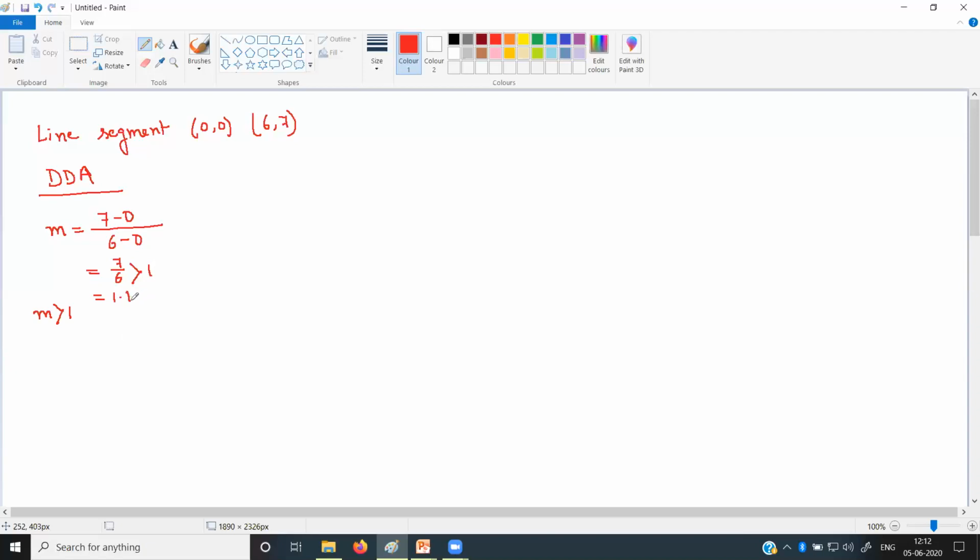1 point something, 1.6, like this one. So this will be the m value. It is in this way you can compute the m. Okay.